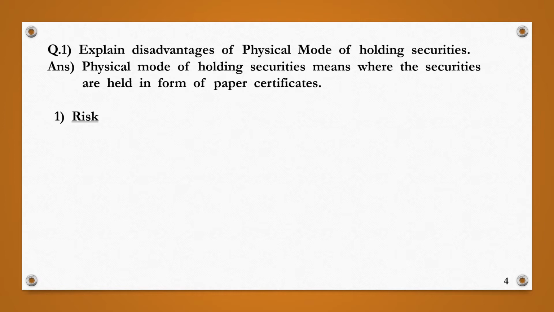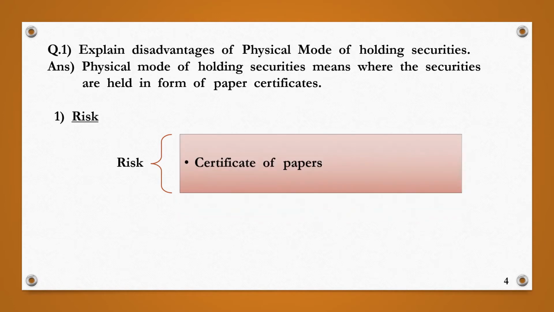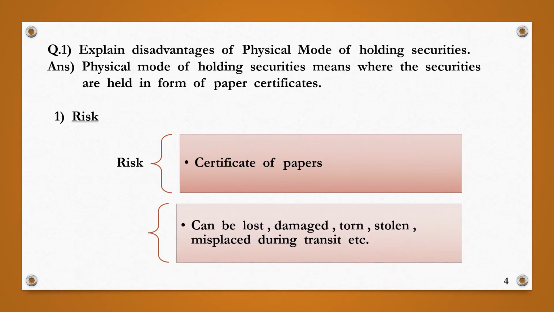Now, when the securities are held in physical form, it has certain disadvantages which can be discussed as follows. Firstly, it involves risk as the certificate, when held in form of paper, may be lost, it could get damaged or easily get torn or could be stolen or even misplaced during transit, that is while carrying it from one place to another place.